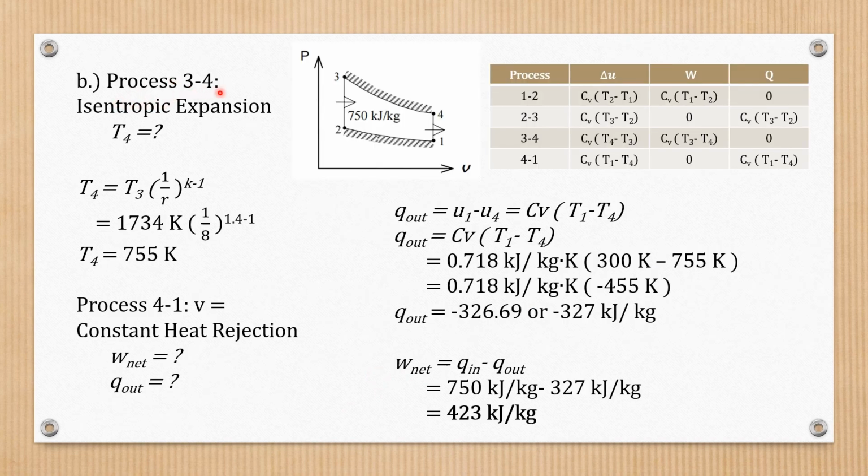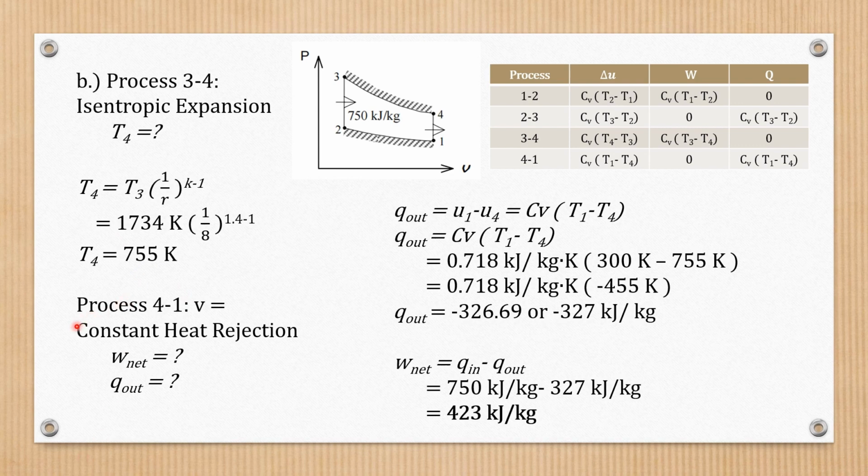Next is the process 3 to 4, isentropic expansion. So we're going to find here the temperature 4. We're not going to find the pressure 4 here because we don't need it in process 4 to 1. So with this equation, we can now find our temperature 4. Just substitute all the given values and plug it in your calculator and we will get 755 Kelvin.